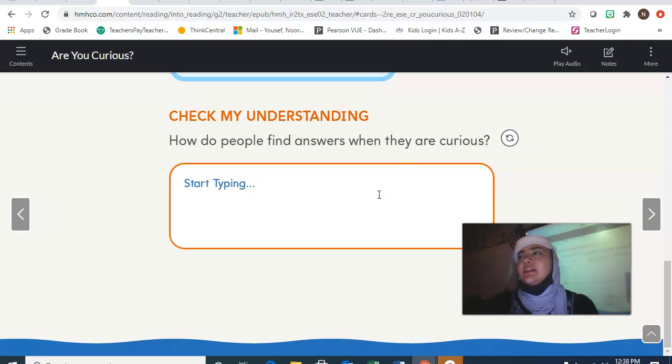You would maybe search the internet. Maybe you would go to the library and pick up some books. Or maybe you could go hiking and look. Very good. Maybe you should go hiking and see if there really are unicorns in that habitat, right? Very good. Awesome job. So how do people find answers when they are curious?